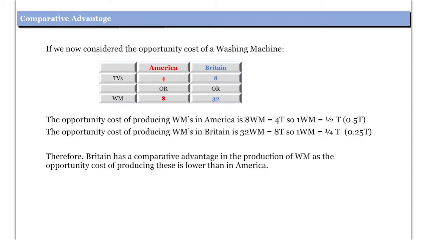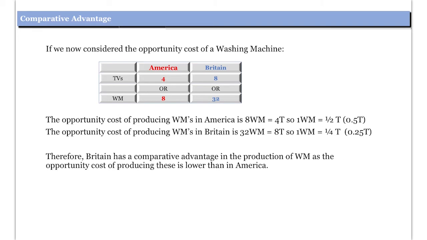And when you look at the cost of a washing machine, you can see that in America, 8 washing machines is going to cost them 4 televisions. So 1 washing machine, divide that by 8, is going to cost them half a TV, where in Britain, 1 washing machine is only going to cost a quarter of a television. In other words, the opportunity cost is lower in Britain for making washing machines. And so the comparative advantage is that the UK, Britain, has a comparative advantage in washing machines.